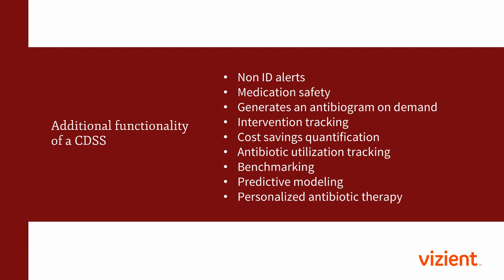In addition to infectious diseases-related alerts, these systems typically have the ability to generate other medication alerts as well. For example, alerts can be built in the clinical decision support system to identify patients with congestive heart failure who do not have an active order for an ACE inhibitor, or a patient who is receiving warfarin but may have a high INR. These systems can also help supplement the organization's medication safety program.